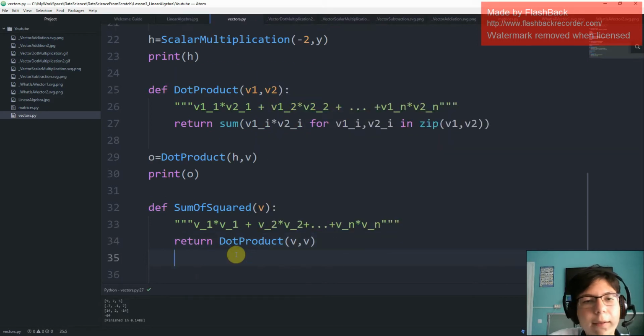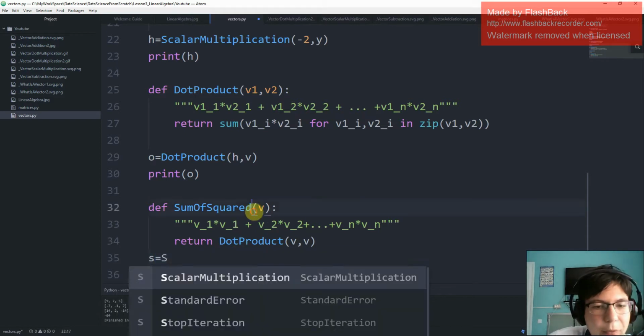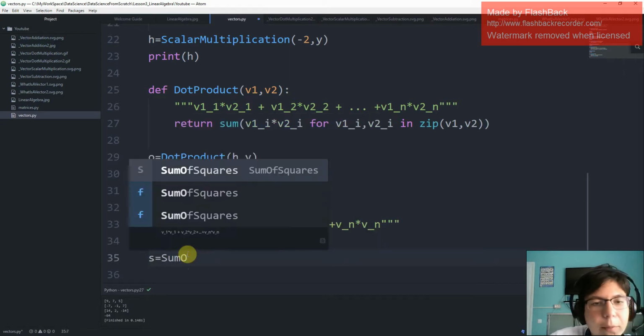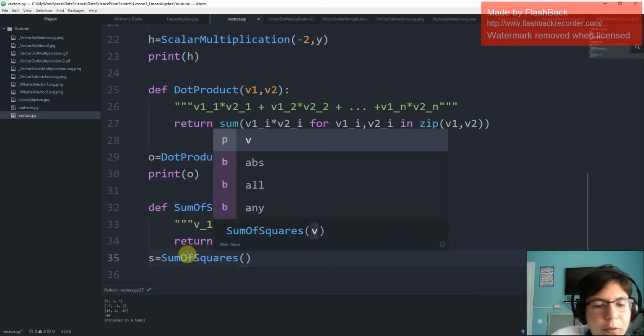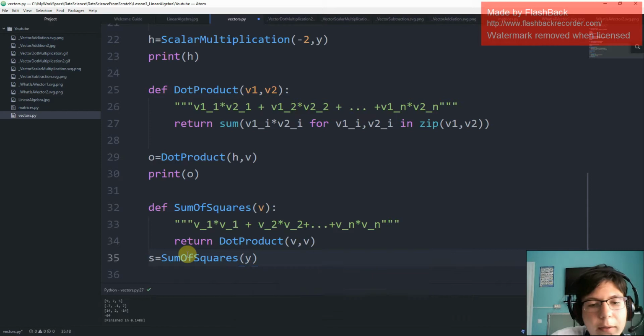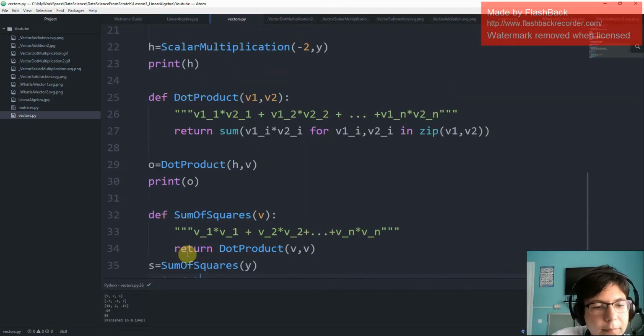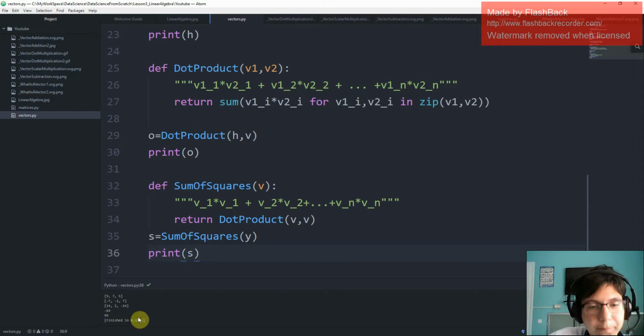So let's test it. Let's compute the sum of squares of the vector y, and let's print it. So the sum of squares of vector y is 99.